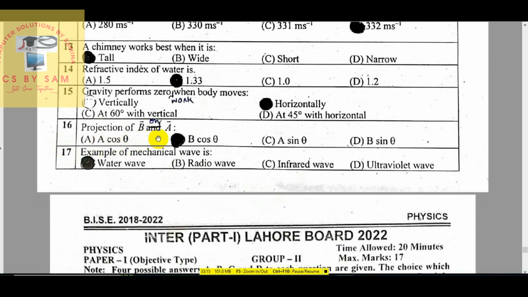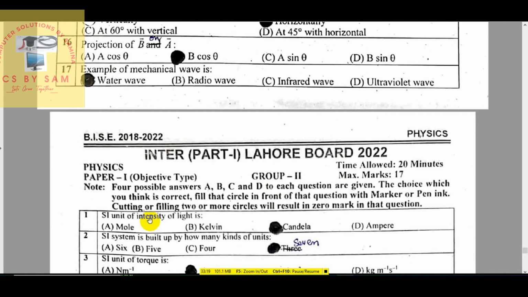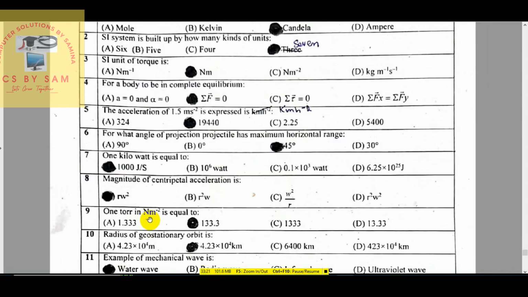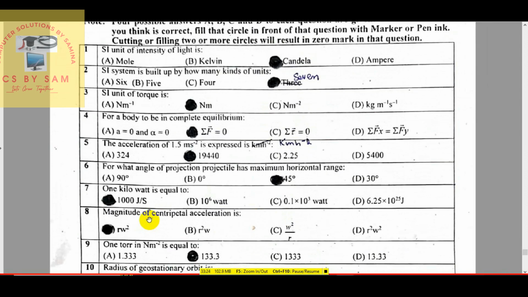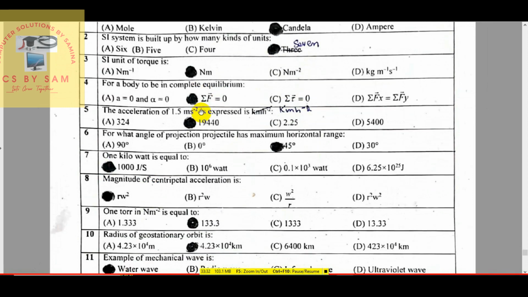Projection of B on A जो है वो B cos theta. Example of mechanical wave is water wave. Next paper है जी, SI unit of intensity of light is candela. SI system is built by how many kinds of units? 7. SI unit of torque is Nm.